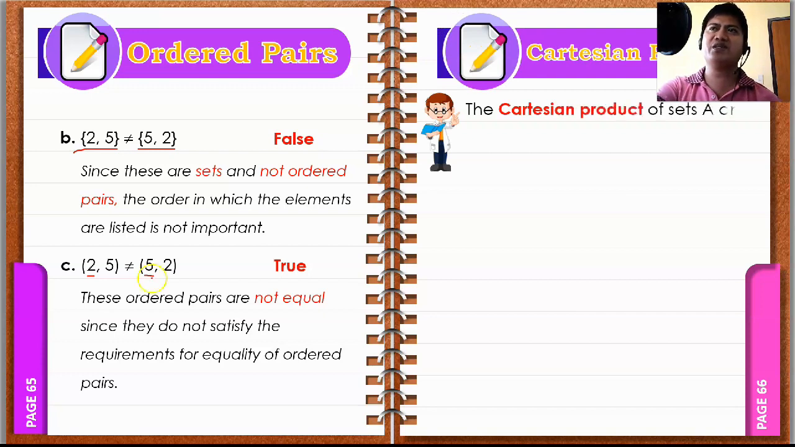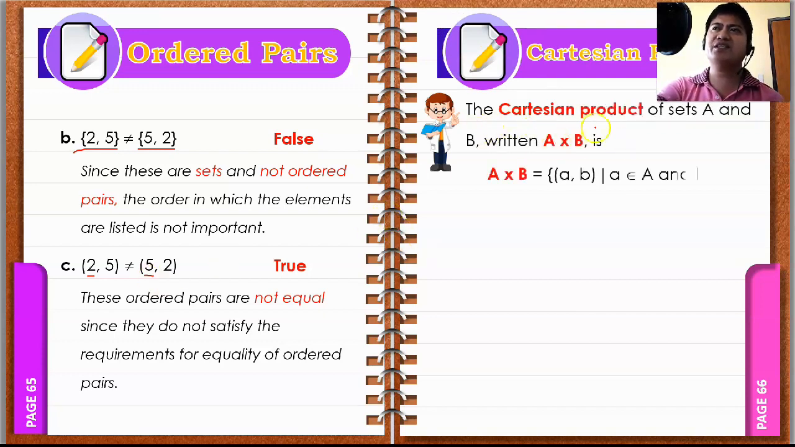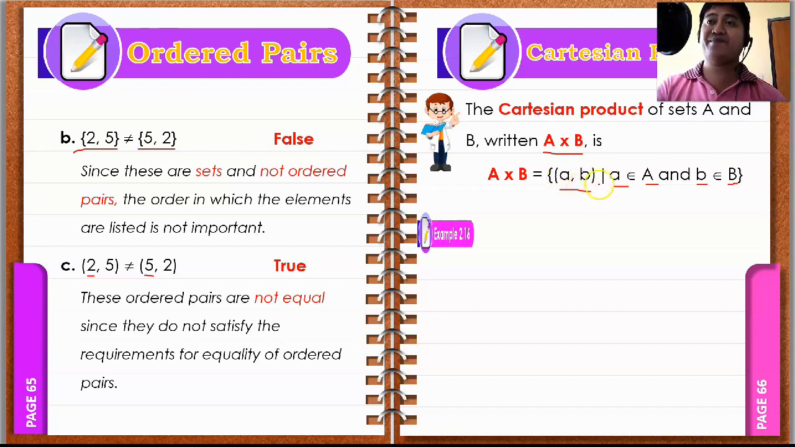So when we say Cartesian product, the Cartesian product of sets A and B, written A cross B, is equal to the set of ordered pairs. We need to introduce ordered pairs because Cartesian product is one of our very important operations also. So it is a set of ordered pairs (a, b) such that a is an element of set A and b is an element of set B. So it is an ordered pair composed of a and b.